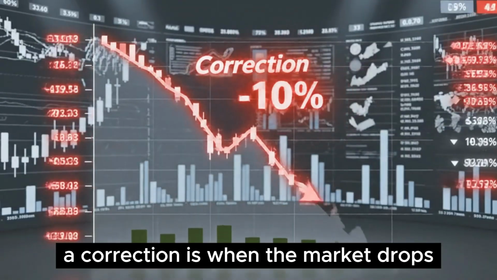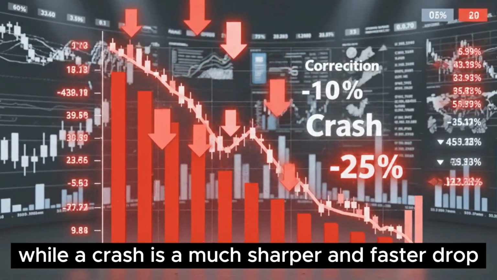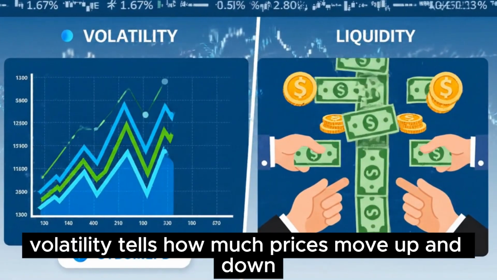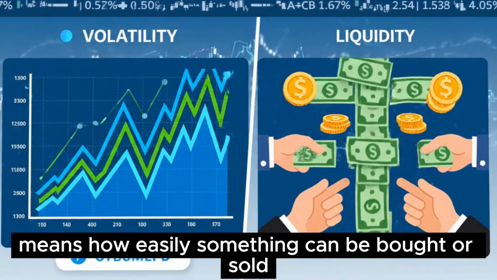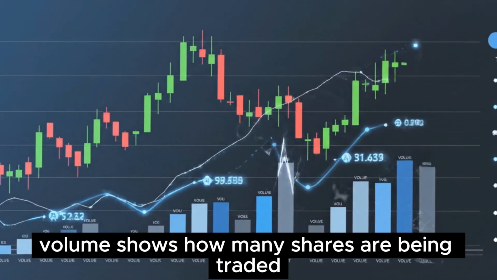A correction is when the market drops around 10% or more to balance things out, while a crash is a much sharper and faster drop. Volatility tells how much prices move up and down, and liquidity means how easily something can be bought or sold. Volume shows how many shares are being traded.